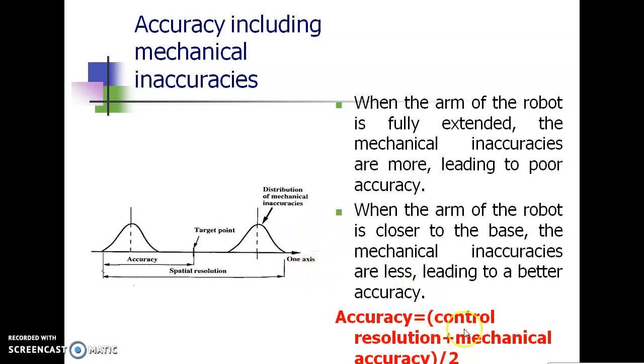So, when mechanical inaccuracies are more and more, what will happen? This accuracy value is going to increase. Whenever the accuracy value is increasing, it means the accuracy is decreasing. The value is larger, but the real meaning is the accuracy gets reduced. Whenever the accuracy value is more and more, the accuracy gets reduced. So, when mechanical inaccuracies increase, that will affect the accuracy to a larger extent.